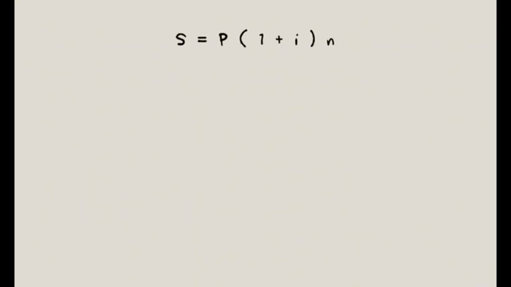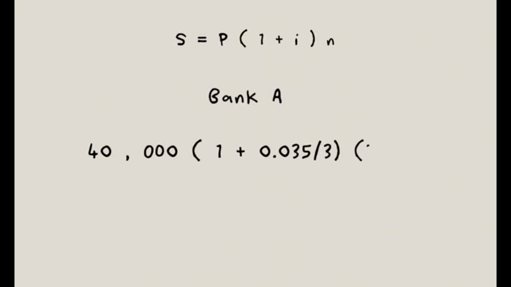S equals P times (1 plus I) to the power of N. Bank A: 40,000 times (1 plus 0.035 over 4) to the power of 4 times 5 equals 45,973.68.